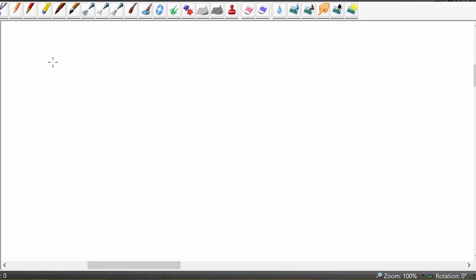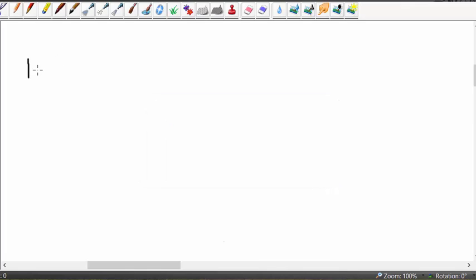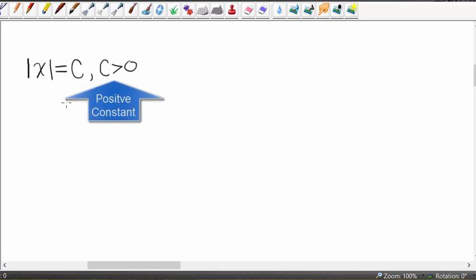So today we're going to look at equations involving absolute values. When you have an equation with an absolute value, the first thing you want to do is try to isolate the absolute value, so that you have something along the lines of your absolute value, with whatever's inside it, being equal to some constant. If that constant is positive, then there are two solutions to the absolute value equation, C and its opposite, negative C.